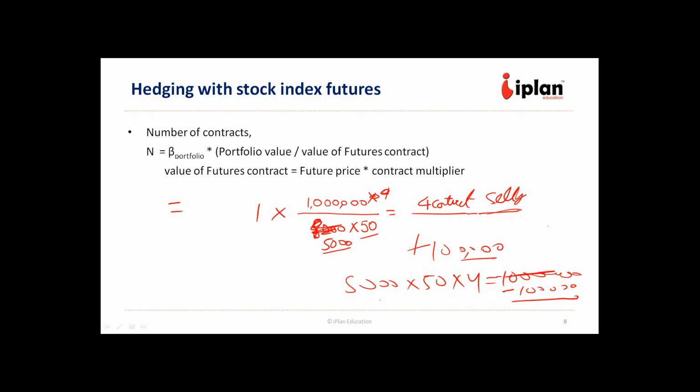Now suppose that the beta is 2. In that situation, suppose you are taking 4 contracts. Suppose the beta is 2. You are not taking 8, 6, 7 or 9 contracts like that, not as per the beta. In that situation, what will happen is, if Nifty moves, let's say, 10%, you're selling, you're losing 1 lakh, and the beta is double.